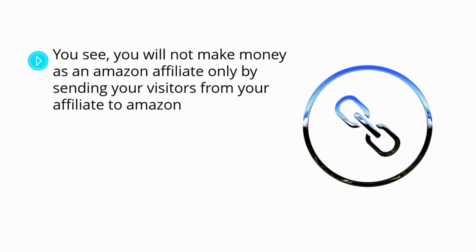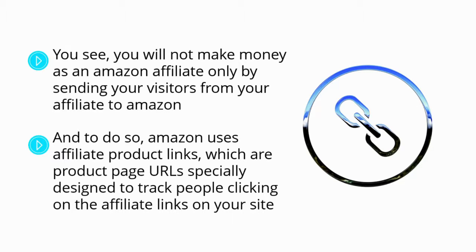You see, you will not make money as an Amazon affiliate only by sending your visitors from your site to Amazon, because Amazon needs to know when a customer was sent from your site to the marketplace in order to pay you your corresponding commissions. And to do so, Amazon uses affiliate product links, which are product page URLs especially designed to track people clicking on the affiliate links on your site. So let's show you how to get your affiliate links and how to use them on your site.